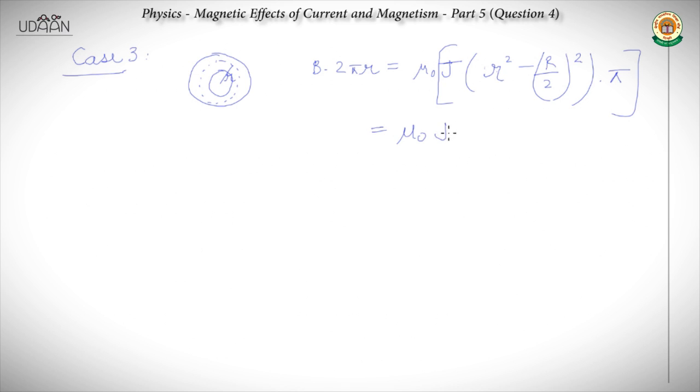Mu naught j pi r square minus r square by 4, into 2 pi r. So pi will be cancelled. B will come out to be mu naught j r minus r square by 8.